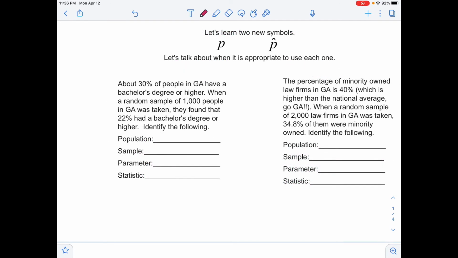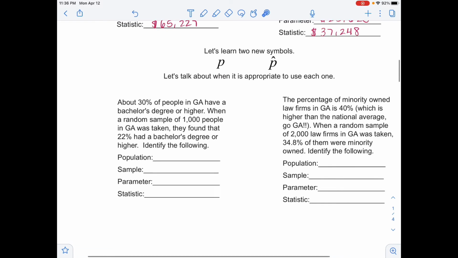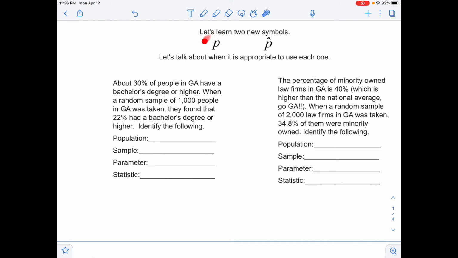All right, so we're going to look at two new symbols, P and what we call P hat. I guess P is not necessarily a new symbol. It's the letter P. But this P stands for the probability, the proportion of our population, whereas P hat refers to the probability, the proportion of the sample. And so we are going to now talk about when it would be appropriate to use these two. And we've got some examples below.